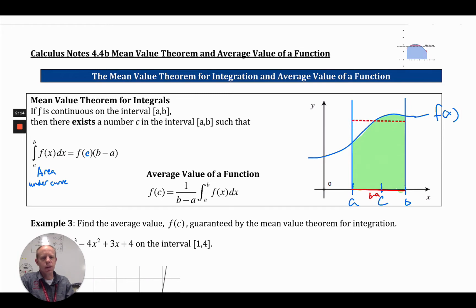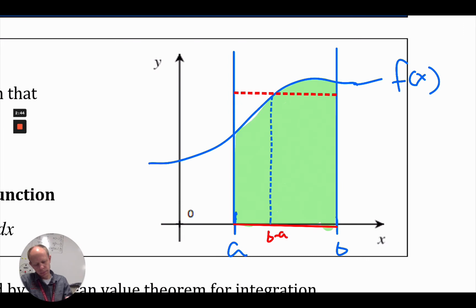And so where would that be? Well, it's going to be where there's just as much area above it as there is missing area below it. So maybe somewhere like right there. And so what that allows me to do is figure out where this c value should be, and it looks like the c value would come right down here. And so my c value actually should be right there. Okay, so I get my c value right there.